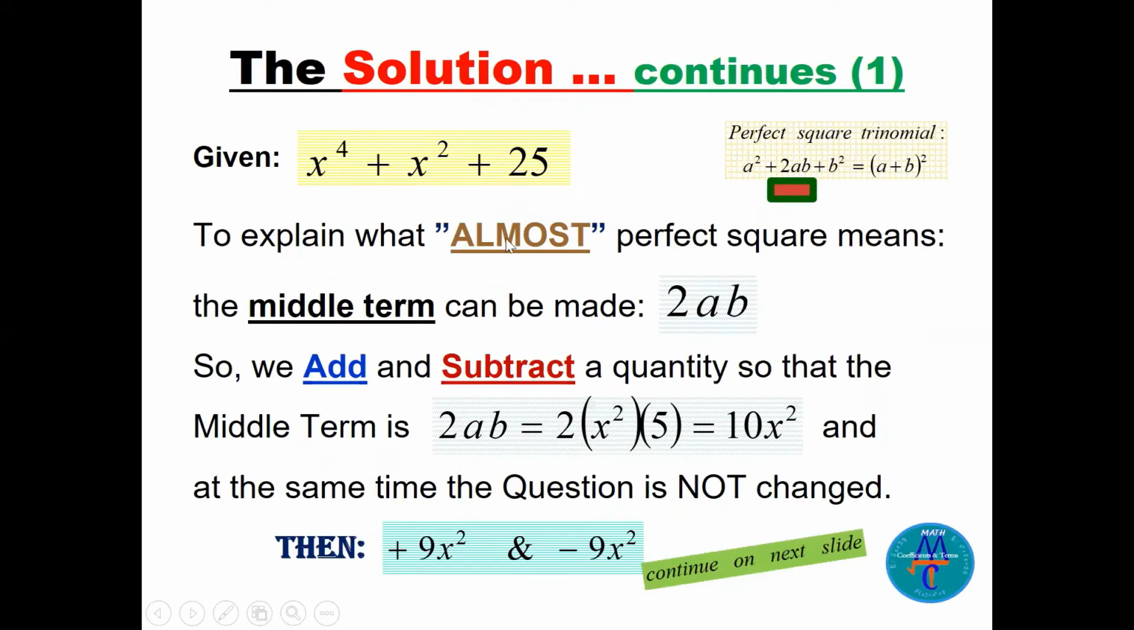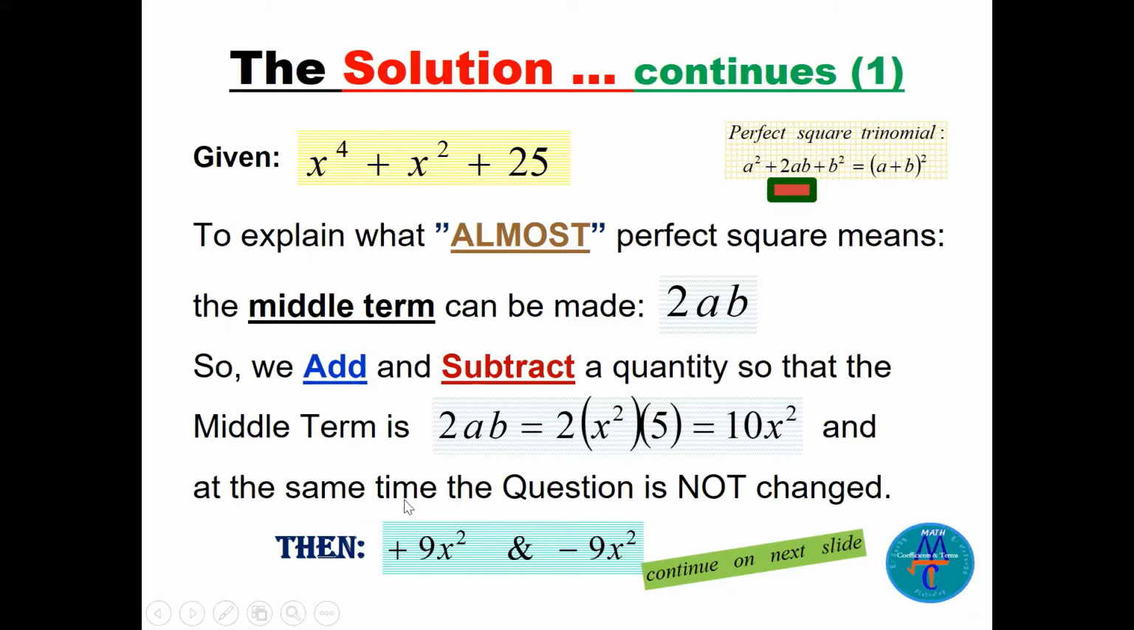The almost means the middle term should be 2ab. So here we need 2 times x squared, which is the square root of this, and the square root of this is 5. So we need 2 times x squared times 5, which is 10x squared in the middle. See the middle term here. We need 10x squared. We don't have it, but the 25 is there.